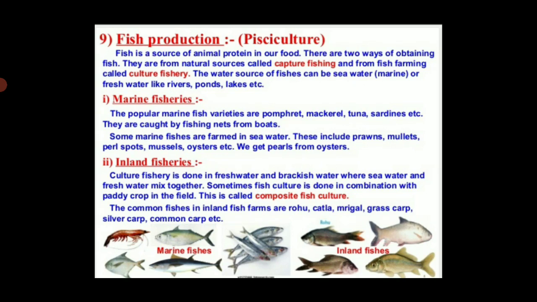Inland fisheries. Culture fishery is done in fresh water and brackish water, where seawater and fresh water mix together. Sometimes fish culture is done in combination with a paddy crop in the field. This is called composite fish culture. The common fishes in the inland fish farms are rohu, katla, mrigal, grass carp, silver carp, common carp, etc.